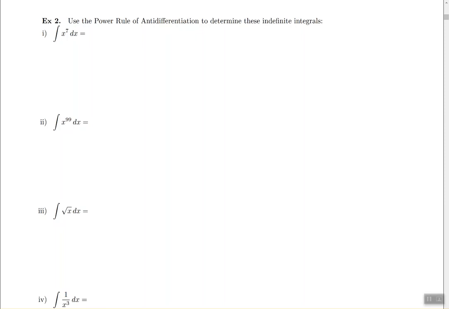All right, let's use the power rule of antidifferentiation to determine the indefinite integral. So the power rule basically is the following rule. It's the one that we mentioned earlier that says if you have x with an exponent and you want the antiderivative, then the answer is going to be x to the power of the exponent plus 1 divided by the same thing plus the c. And this works as long as the exponent that you have is not the number -1.